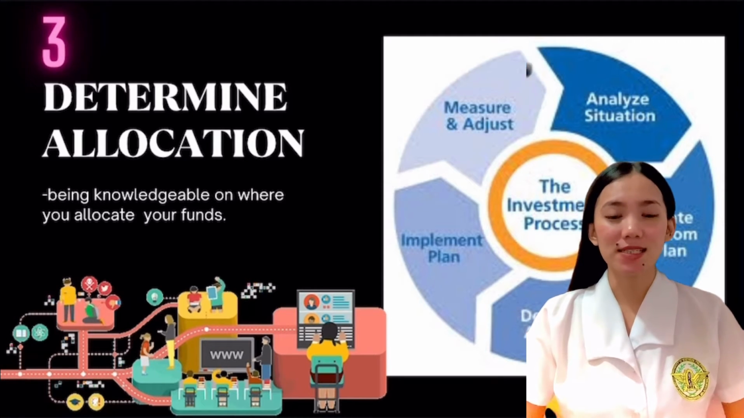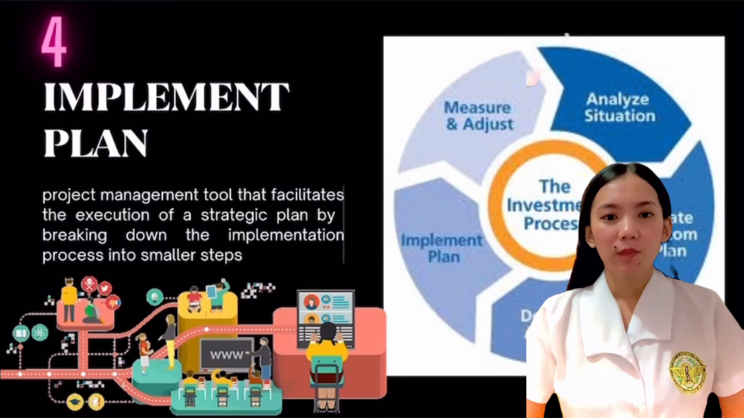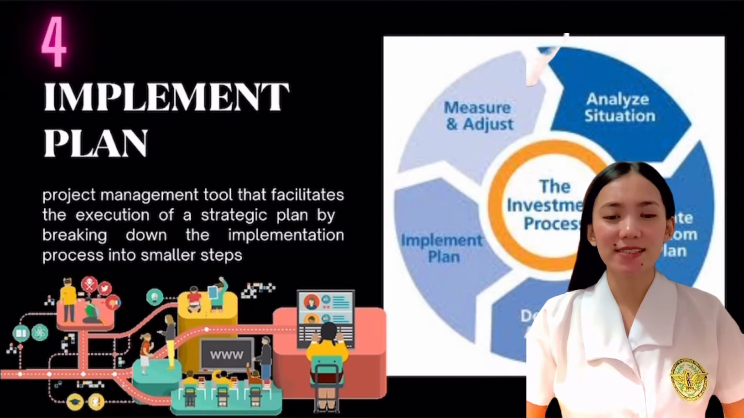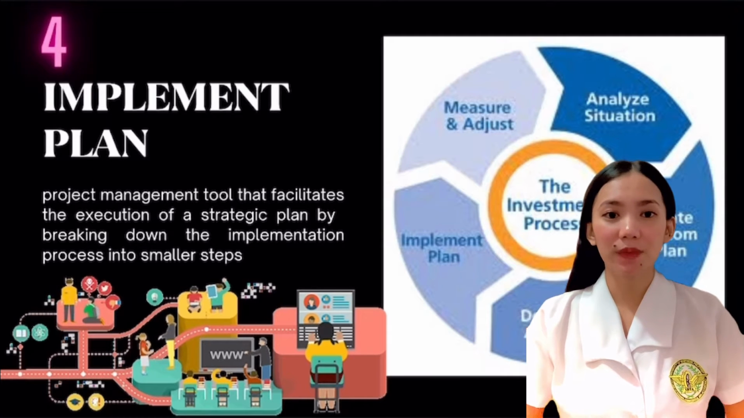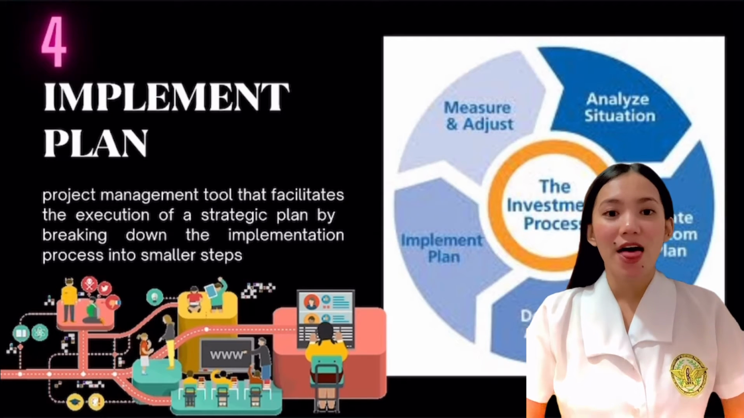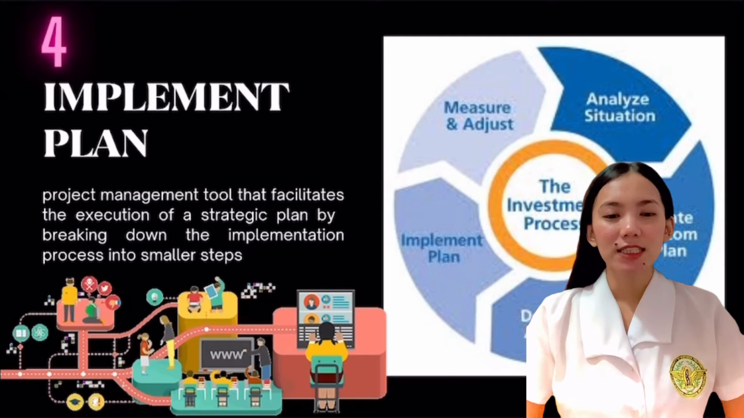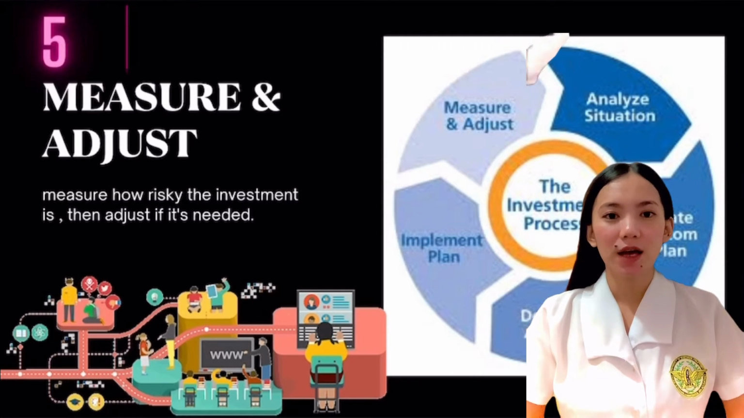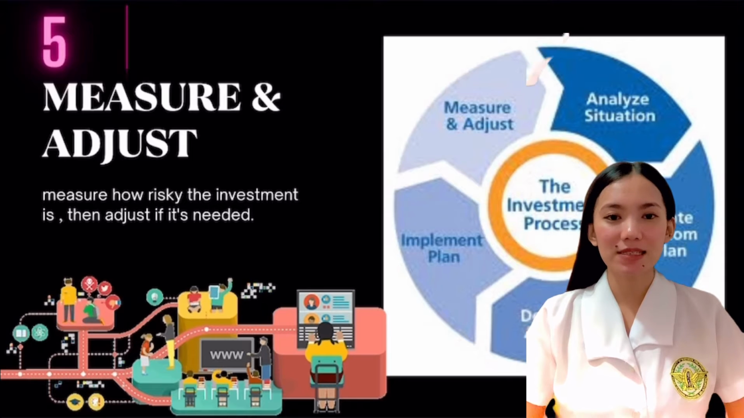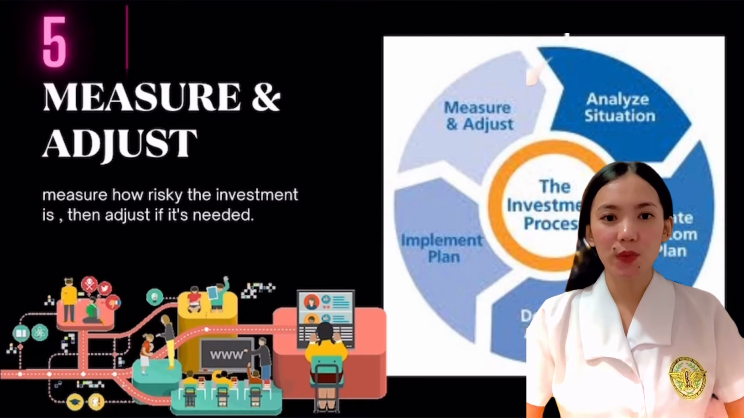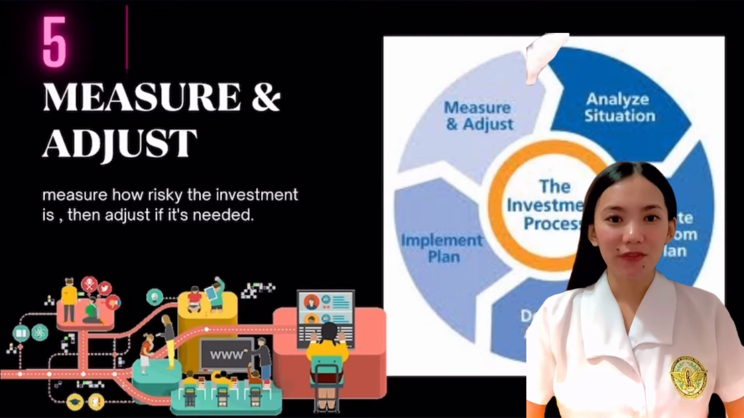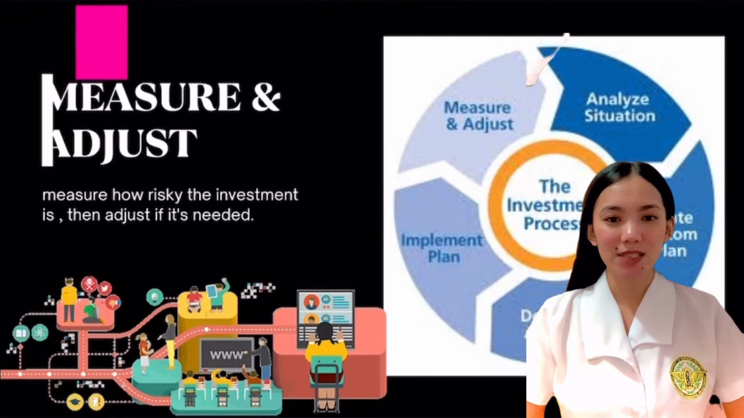The next process is to implement the plan. A project management tool that facilitates the execution of a strategic plan by breaking down the implementation process into smaller steps. This is the part where you start to execute your plan. The next is measure and adjust. Measure how risky the investment is, then adjust it if it's needed. This is where you see whether the investment is feasible enough and if there's no problem. Then if you see a problem, you need to make adjustments.